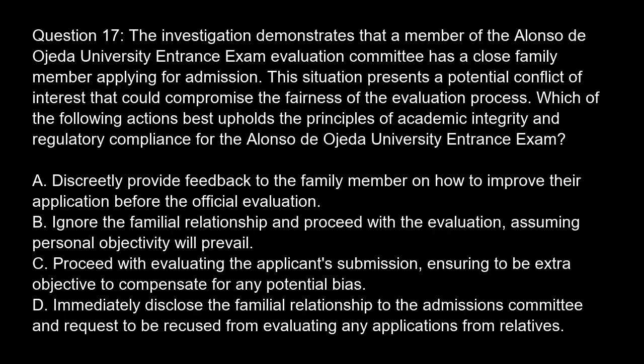Option A. Discreetly provide feedback to the family member on how to improve their application before the official evaluation. Option B. Ignore the familial relationship and proceed with the evaluation, assuming personal objectivity will prevail. Option C. Proceed with evaluating the applicant's submission, ensuring to be extra objective to compensate for any potential bias. Option D. Immediately disclose the familial relationship to the admissions committee and request to be recused from evaluating any applications from relatives.